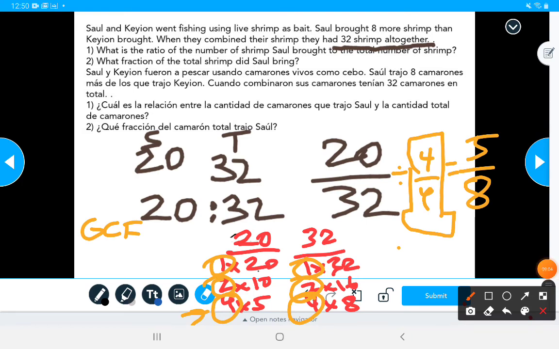Okay, you guys, well, that's our lesson for today. We're talking about fractions and how they can relate. Good luck, and I'll see you tomorrow.